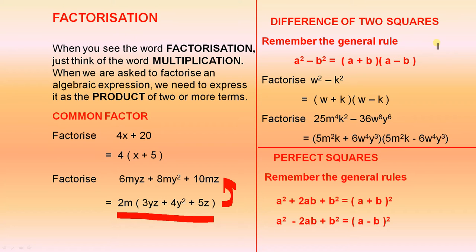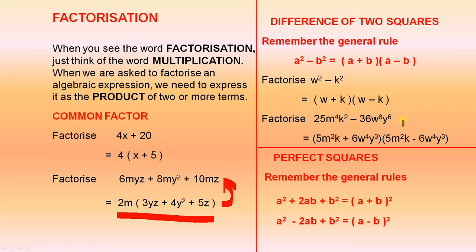The difference of two squares, this is a very important rule, and here is the general rule here. We have seen this in previous videos. a squared minus b squared is a plus b times a minus b. So if we're asked to factorise w squared minus k squared, that's just w plus k, w minus k.